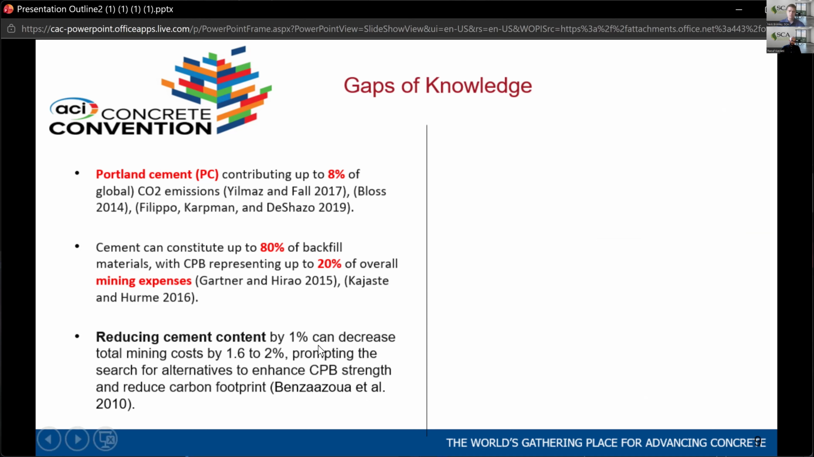Reducing cement content by 1% can decrease total mining cost by 1 to 2%, which is also a lot. You're dealing with billions of dollars. 1%, 2% of billions of dollars is a lot of money. Prompting the search for alternatives to enhance CPB strength and reduce carbon footprint. And this is my reference for it.